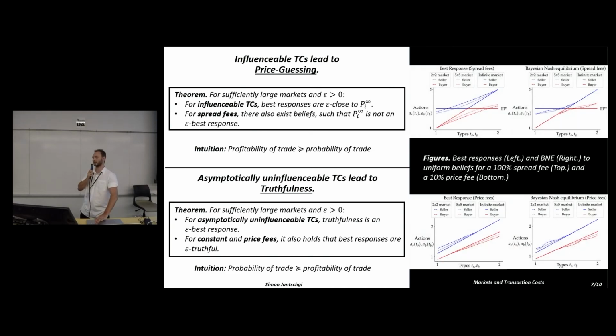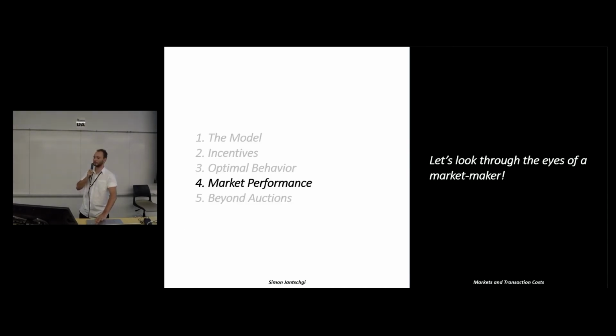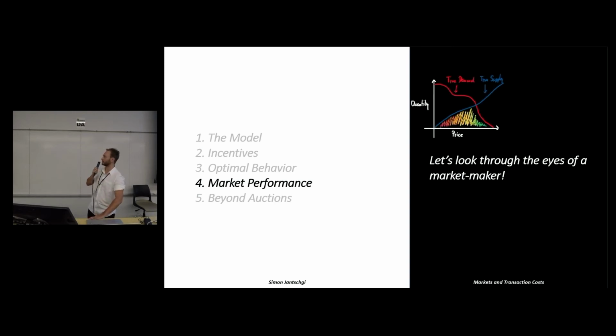And we also have some numerical examples, which I skip for the moment, but let's look through the eyes of the market maker now. How do these strategic incentives and those optimal responses that we found actually influence welfare properties of markets? And when I talk about welfare properties of markets, what is the welfare? The welfare is these gains of trade, which in the classical microeconomic setting is this area below the demand and supply curve, which corresponds to the integral over the utility of all traders who are involved in trade.